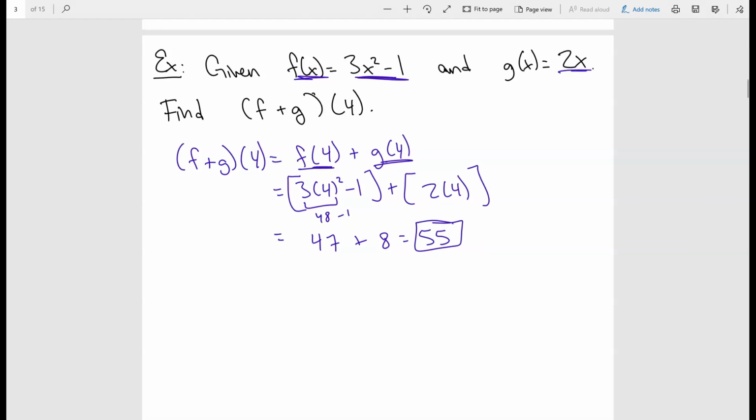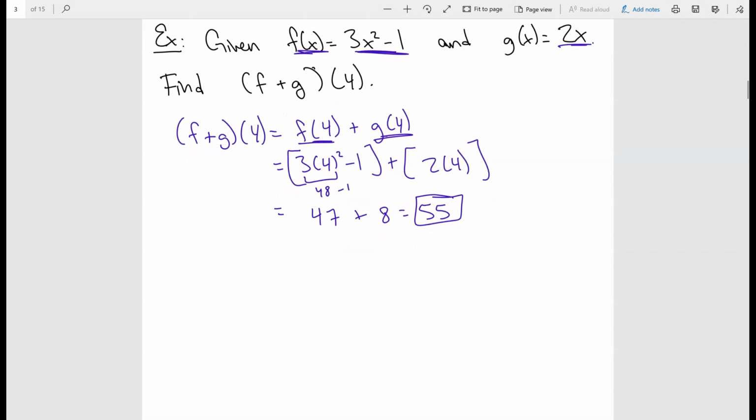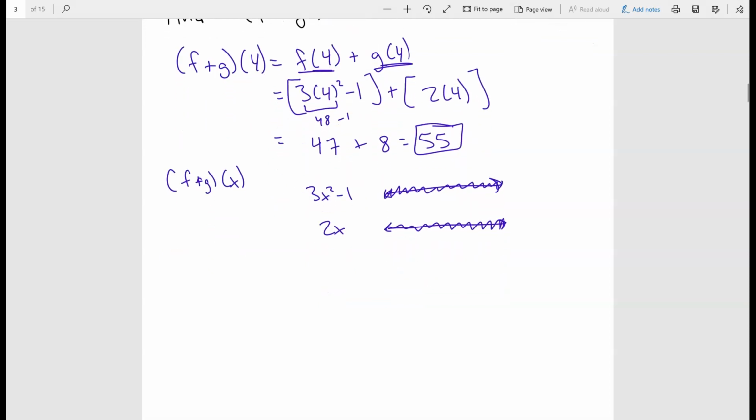In this case, I didn't ask for the domain, but if you wanted to find the domain of f plus g of x, then you can look at the domain of f of x, which is 3x squared minus 1. This is a polynomial, so you know it's all real numbers. The other guy is g of x, which is 2x. This is also a polynomial, so this is all real numbers. They have everything in common, so that means the domain is all real numbers as well.